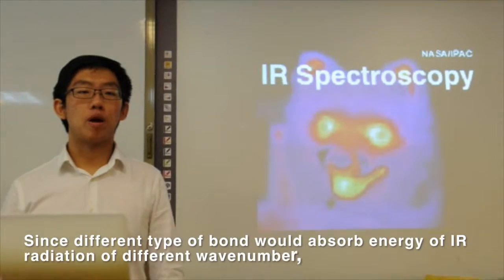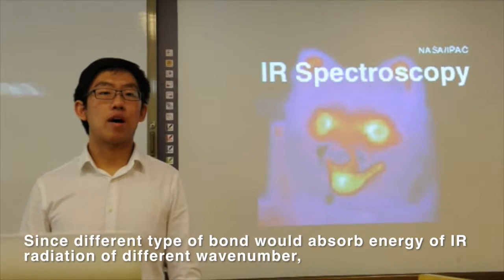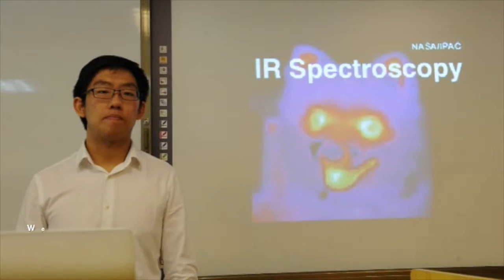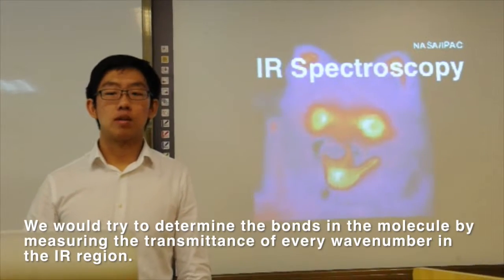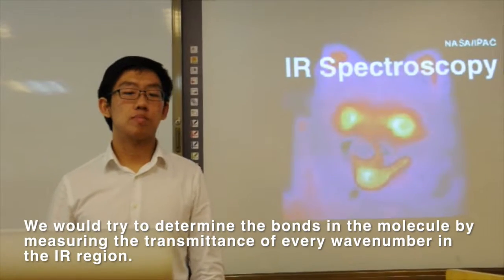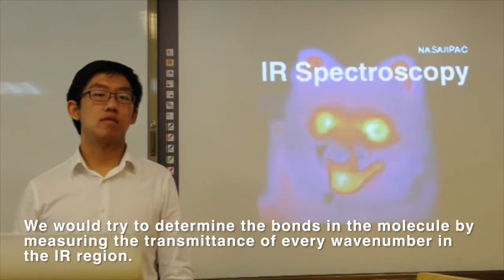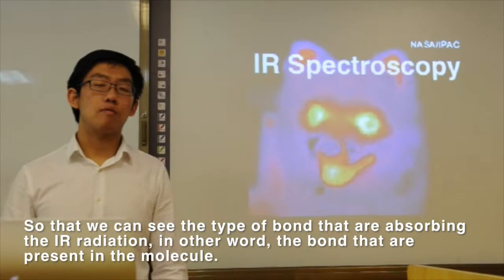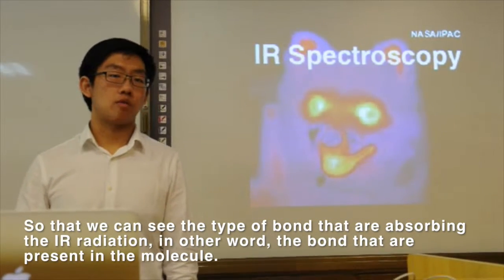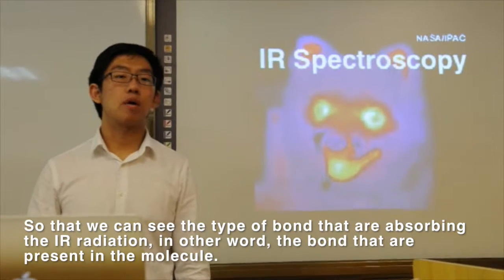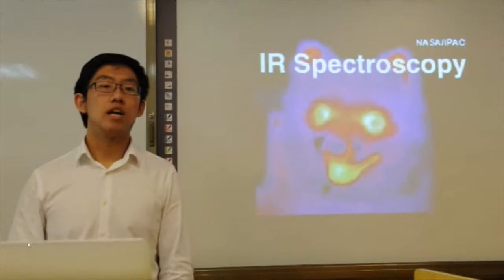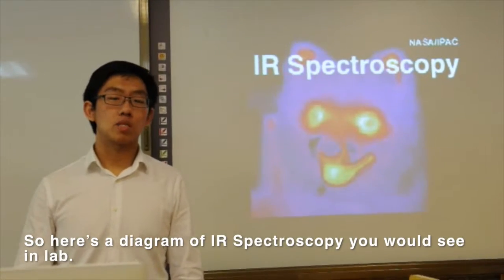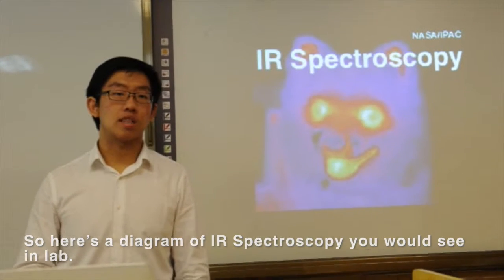Since different types of bond would absorb energy of IR radiation of different wave number, we will try to determine the bonds in the molecule by measuring the transmittance of every wave number in the IR region, so that we can see the types of bond that are absorbing the IR radiation, in other words, that the bonds are present in the molecule. So here is a diagram of an IR spectrum you would see in lab.